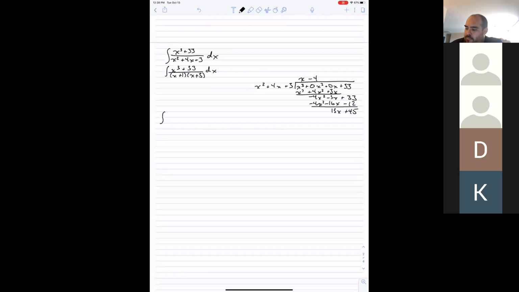Don't you write it as like the 13x plus 45 over the factored denominator, and then you just put the x minus 4 on the outside? I don't want to put it on the outside, but did you mean outside the integral or just outside the fraction? Outside of the fraction. Okay, good. So yes, 13x plus 45. And we've already factored, so we might as well use it.